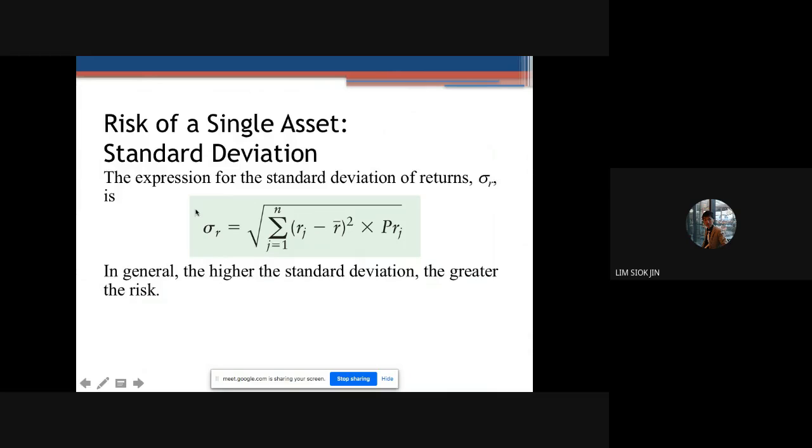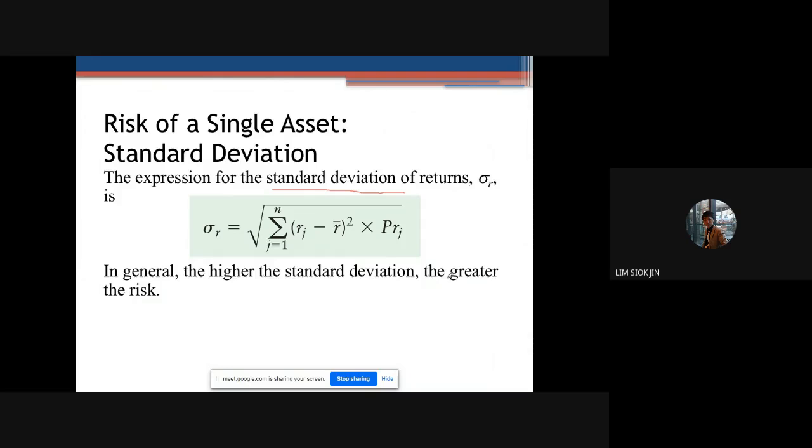We use this formula. This means standard deviation. Standard deviation means how far your actual return may be different from your expected return. So as I said, your expected return is 15%. If your standard deviation is high, that means very likely your actual return will be very far from your expected return. But if your standard deviation is low, or let's say your standard deviation is zero, that means 100%, your return will be 15%.